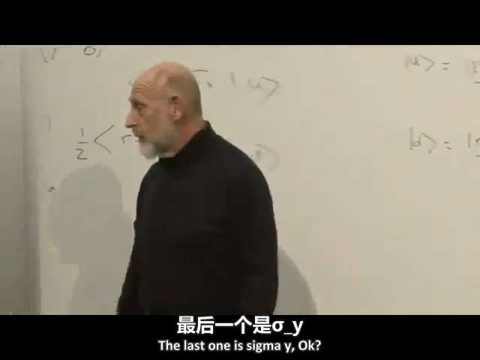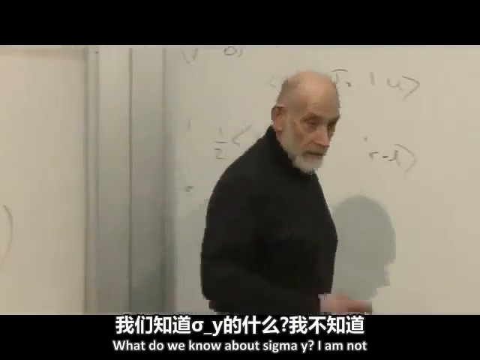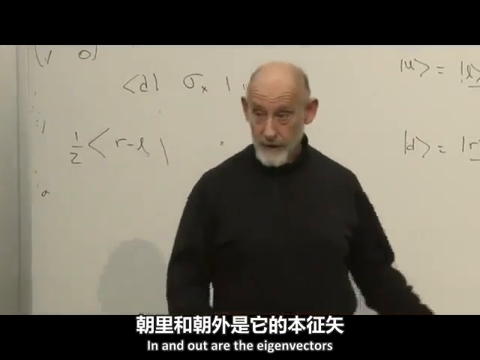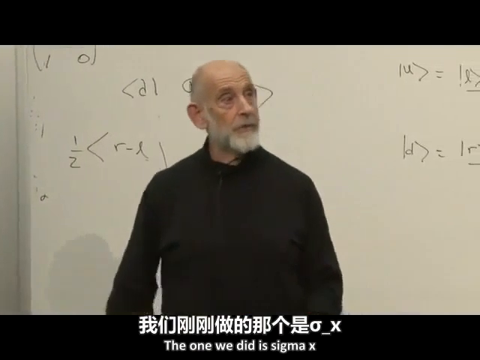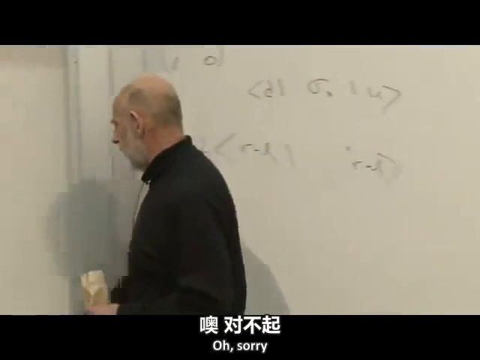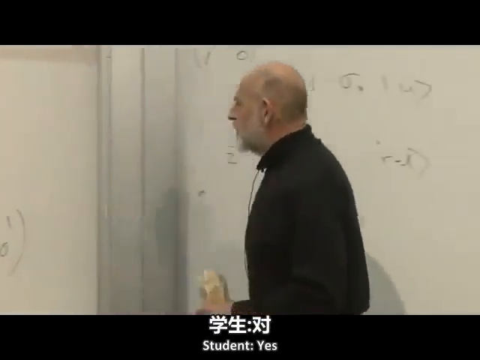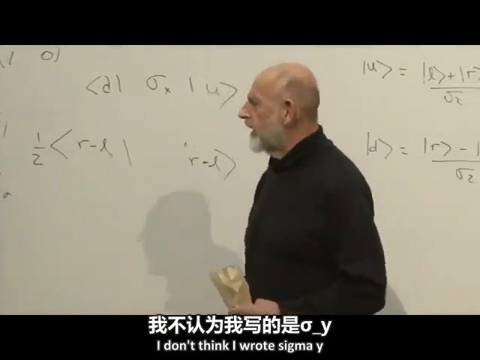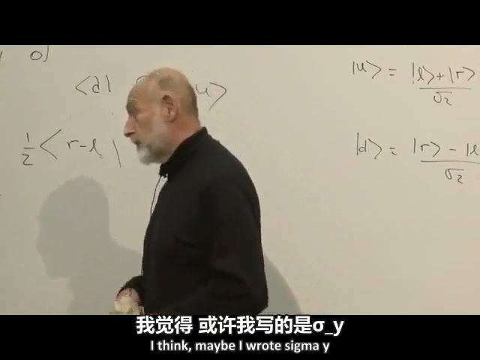Okay. What do we know about sigma y? In and out are the eigenvectors. The one we just did is sigma x, right? You wrote sigma y. Oh, sigma x, sorry. Actually, I don't think I wrote sigma y. I think I just failed to cross the x. I don't know, maybe I wrote sigma y.